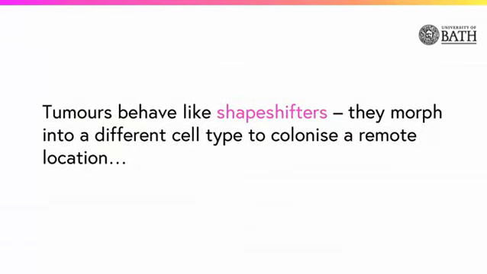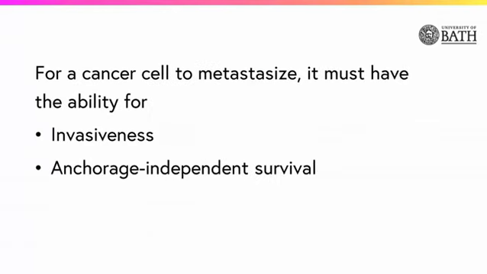Now, this is quite a complicated and fascinating process by itself, how tumors can move from one location to another. And one analogy I can use is something like shapeshifters. What tumor cells do is they change their morphology, not just the shape, but also the sort of genes that are switched on and genes that are switched off. So they turn into a different cell type to enable them to move and colonize a distant location.